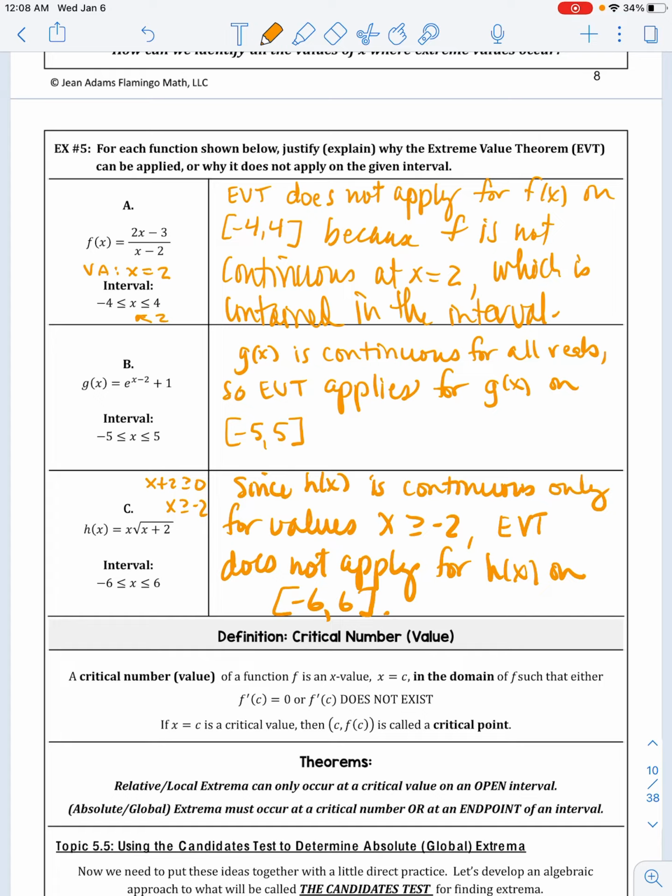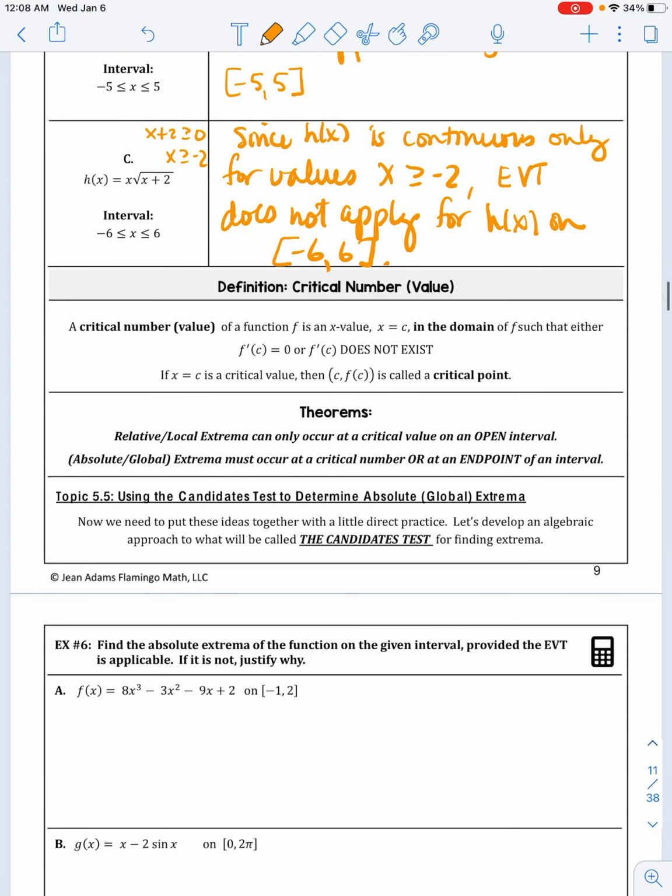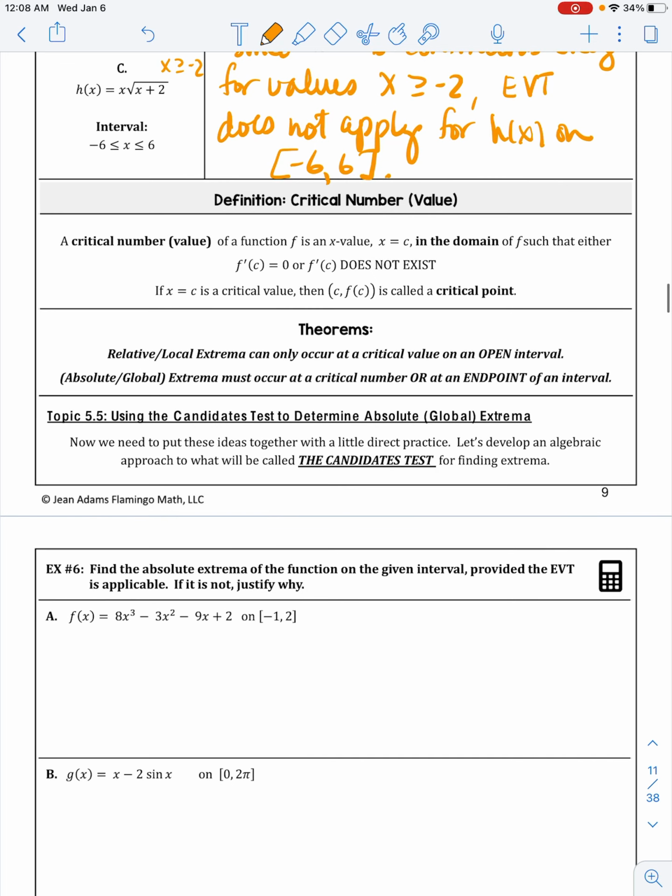Okay? All right. So that leads us to the definition of a critical number. A critical number of a function f is an x value, x equals c, in the domain of f such that either f prime of c is 0 or f prime of c does not exist. If x equals c is a critical value, then c comma f of c is called a critical point. So theorems: relative local extrema can only occur at a critical value on an open interval. Absolute global extrema must occur at a critical number or at an endpoint of an interval.